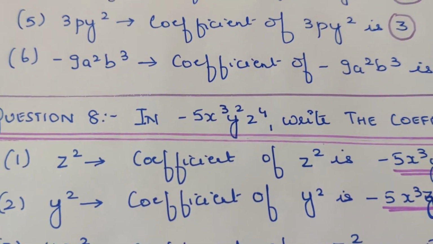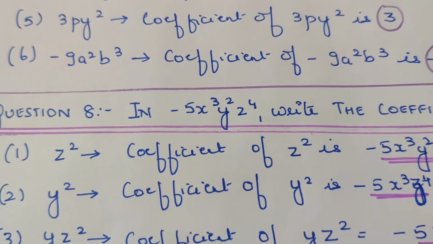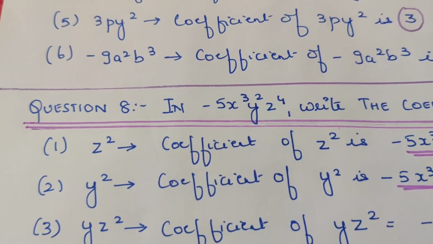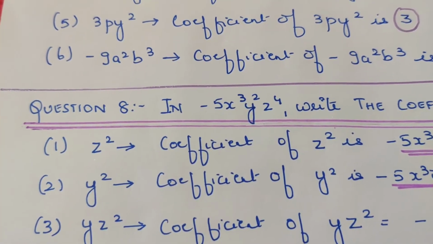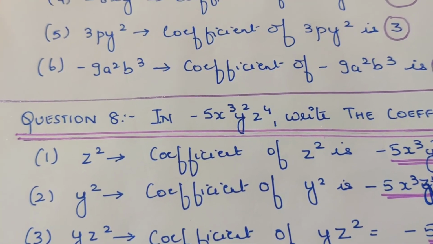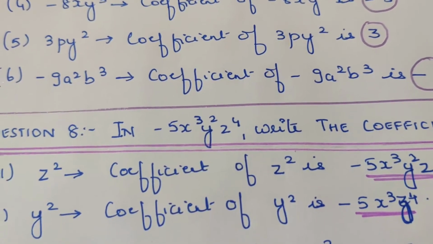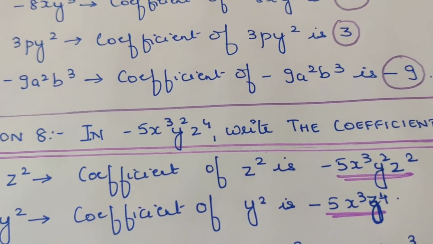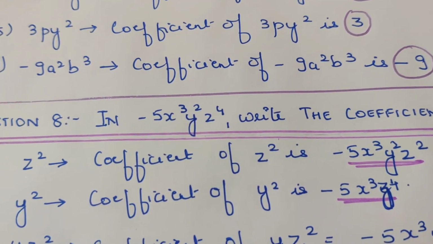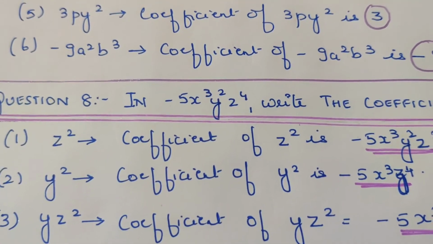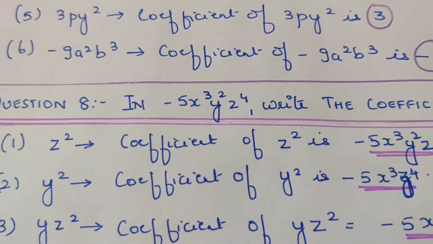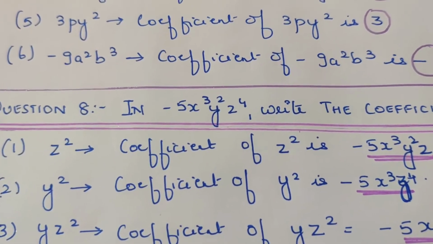In minus 5x cube y square z to the power of 4, write the coefficients of the following: of z square. Here you have z to the power of 4. When you remove z square, the term becomes z square. Therefore, the coefficient of z square is, rewrite the remaining, minus 5x cube y square z square. Of y square, just removing y square, you get minus 5x cube z to the power of 4.